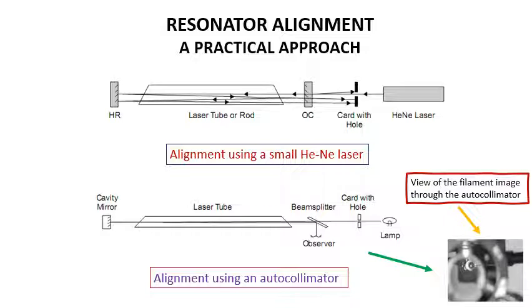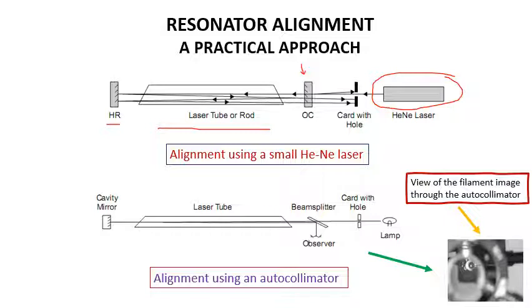There are different techniques used for the alignment. Like here, this is your laser tube, this is the optical coupler, this is the HR, high reflecting. And here we are using a small pinhole and a helium neon laser. So the helium neon laser is used here to align this setup. What exactly happens? First, you need to remove the OC and only align using the HR. It depends what kind of laser it is, because in some cases the HR for the red light, like helium neon laser, will be like a transmitter, it may pass through. So this thing has to be considered.